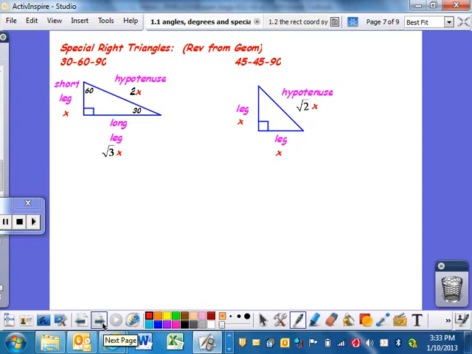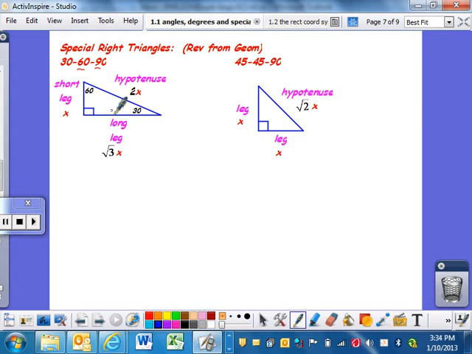Okay? Special triangles, right triangles, review from geometry. So hopefully you kind of remember this, but this is imperative. You need to know this. Okay? A 30, 60, 90 triangle. You're going to have what we call two legs. One's the short leg, one's the long leg, and then your hypotenuse. 1, 2, square root of 3 should ring a bell for you.